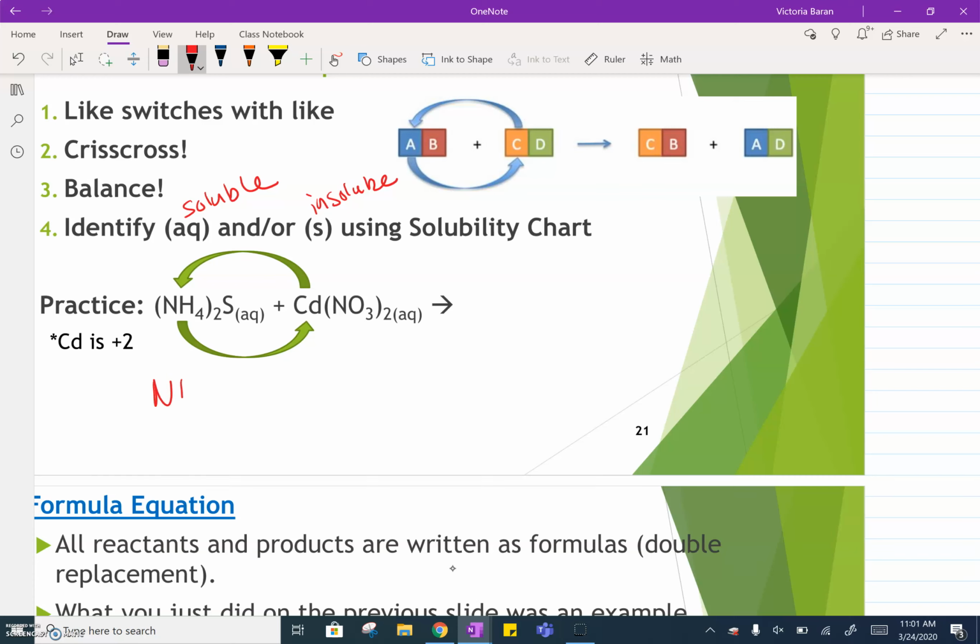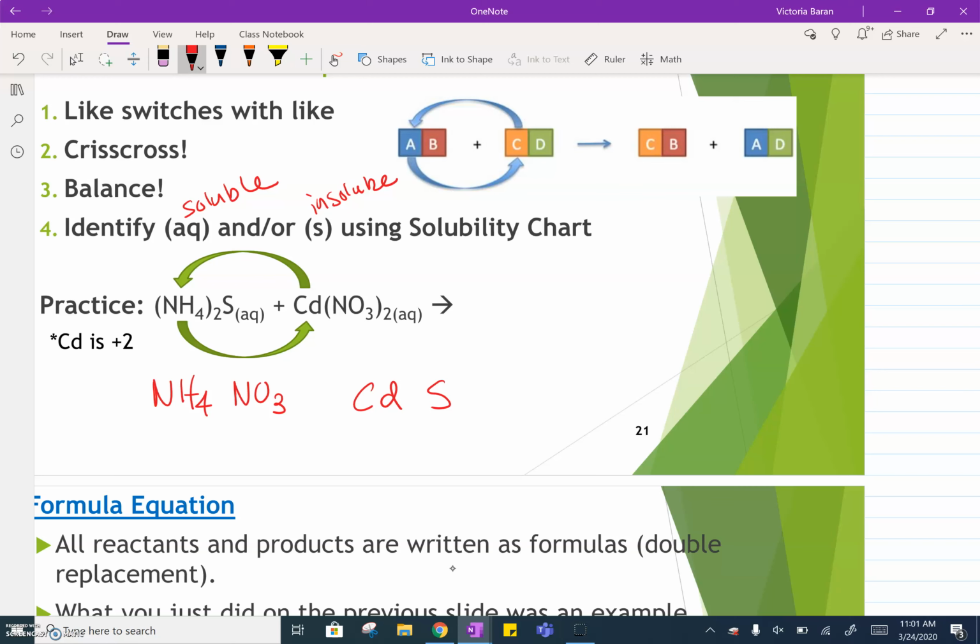So the NH4 is now going to be with the NO3, so two polyatomic ions together. Again, just write the thing that's in parentheses, okay? So those two go together. And the cadmium, the Cd, will now be with sulfur. So that's the first step. Just write the things that go together.